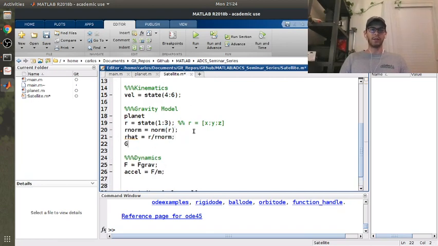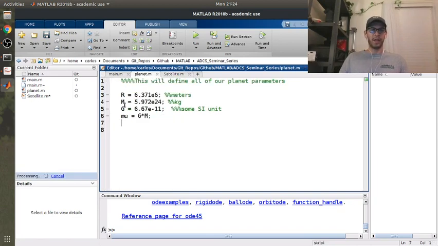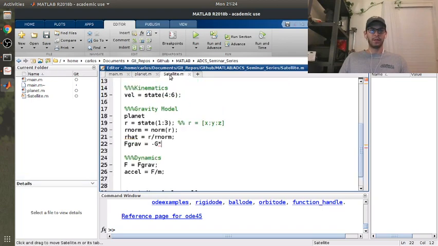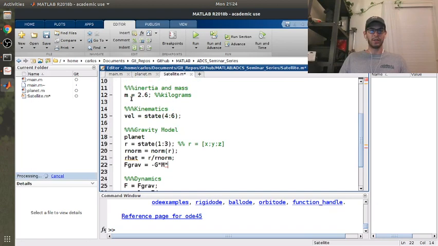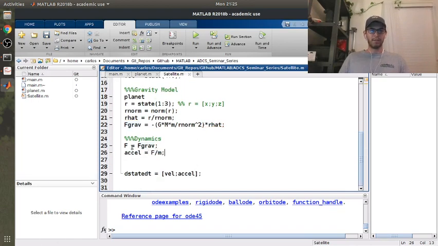And the reason why I'm going to do that is because F grav is negative g times mass of the Earth, so that's capital M, times the mass of the satellite, which is lowercase m, divided by r norm squared, and then that whole thing is going to be multiplied by r hat. Okay? And then that's it. F grav is this, g times m of the Earth, m of the satellite, r norm squared, r hat. Acceleration is f divided by m, and then return derivatives vector. Okay? That should be it.